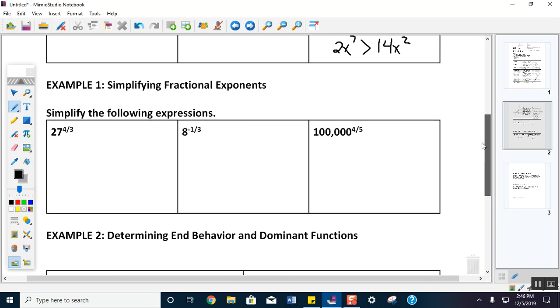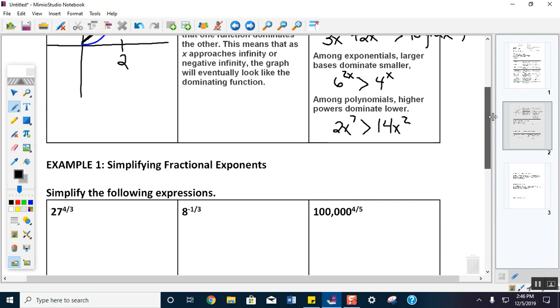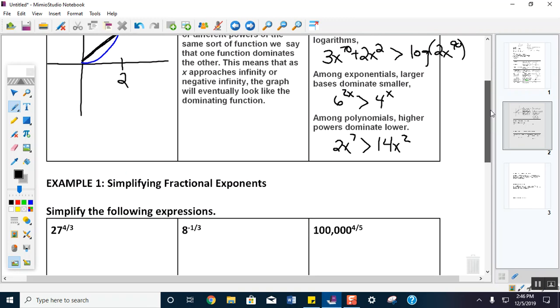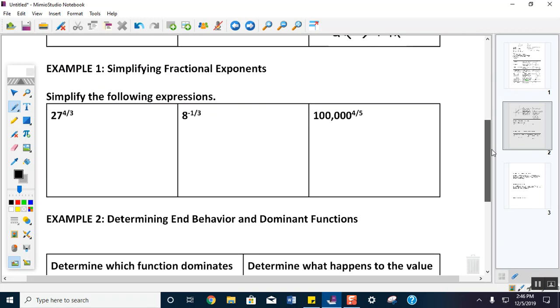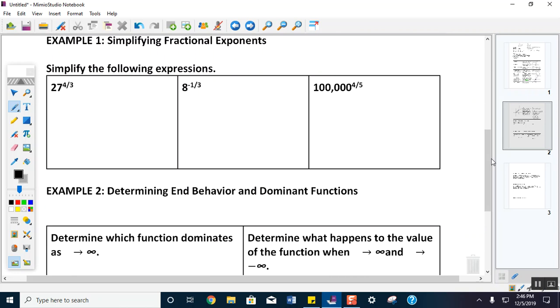Are you guys good on terms right now? That's my first question. Let's get through example 1, see how far we can get today. Simplify the following expressions. That's our first thing that we need to know how to do. We talked about this idea of having fractional and negative exponents, and we need to evaluate some of these. So, 27 to the 4/3 power.